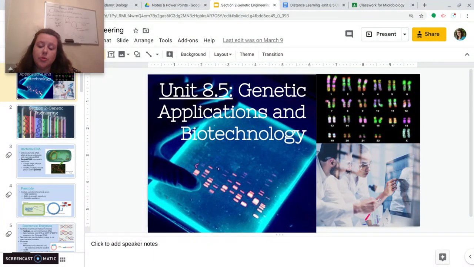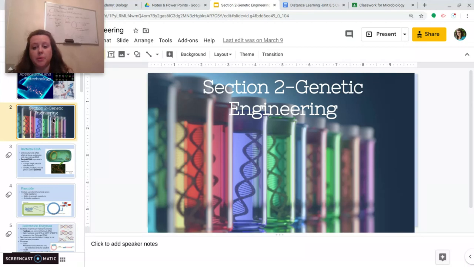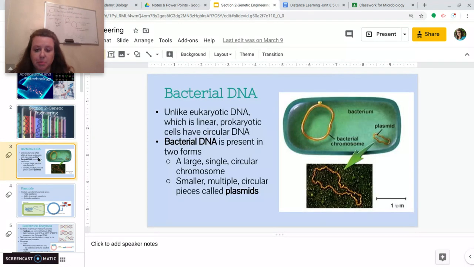We're diving into section 2 of unit 8.5, which is genetic engineering. So these are all common biotechnology methods and techniques that most people use. So to do a little background, we have to talk about the difference between bacterial DNA and eukaryotic DNA.